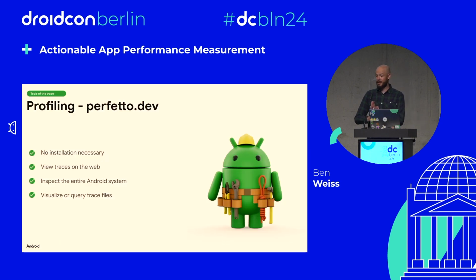But the cool thing is you don't have to install it. You don't have to install Android Studio. You can use it on the web completely, so that's nice. And you can inspect everything that's happening on the system. So if you have a lot of services, binder calls, or want to see whether it's actually your app or some other app that is causing issues, you can see all these things with Perfetto. So it's really nice to visualize traces in there.